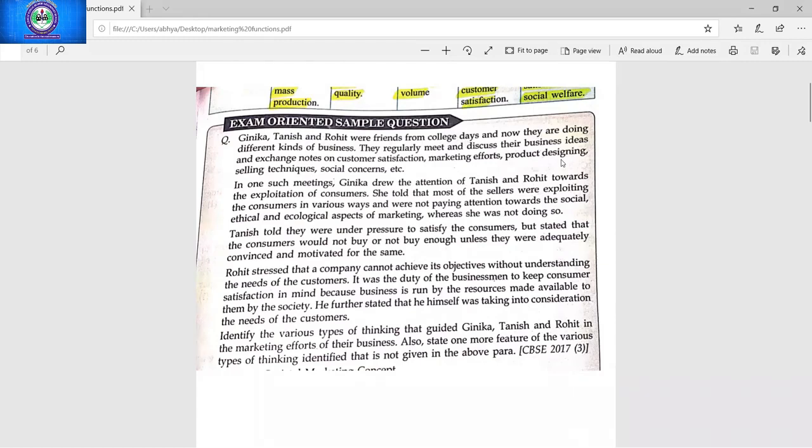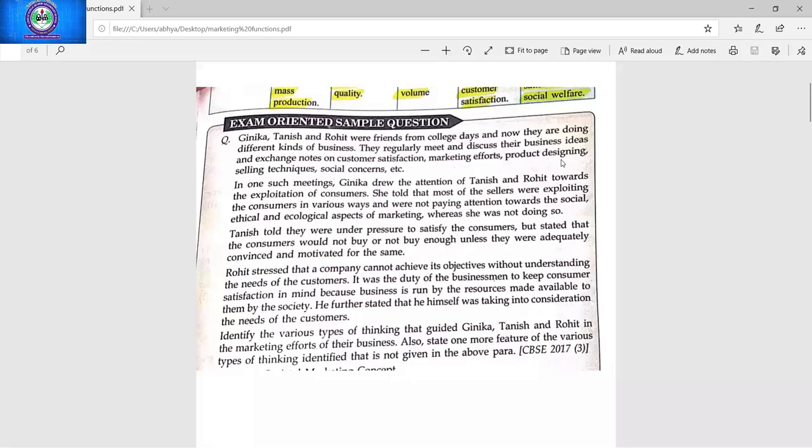Ginika, Tanish, and Rohit were friends from college days, and now they are doing different kinds of business. They regularly meet and discuss their business ideas and exchange notes on customer satisfaction, marketing efforts, product designing, selling techniques, social concern, etc. In one such meeting, Ginika drew the attention of Tanish and Rohit towards the exploitation of customers. She told that most of the sellers were exploiting the customers in various ways and were not paying attention towards the social, ethical, and ecological aspects of marketing, whereas she was doing so.